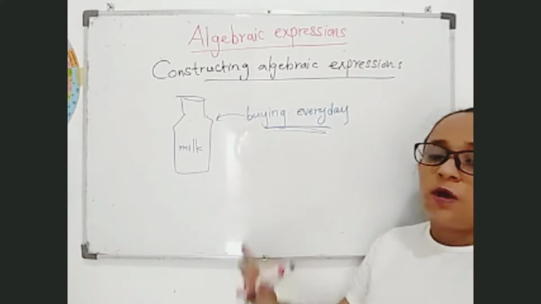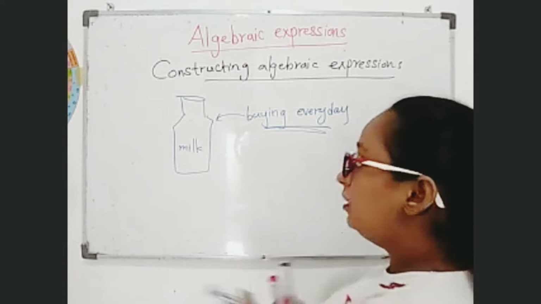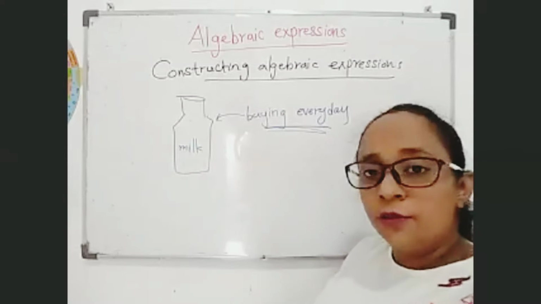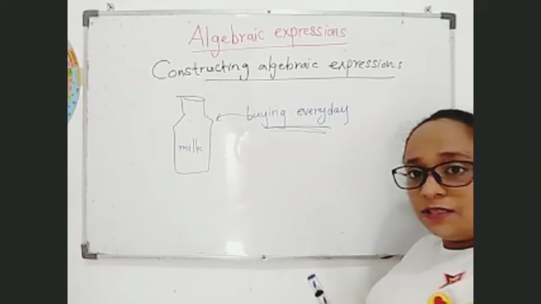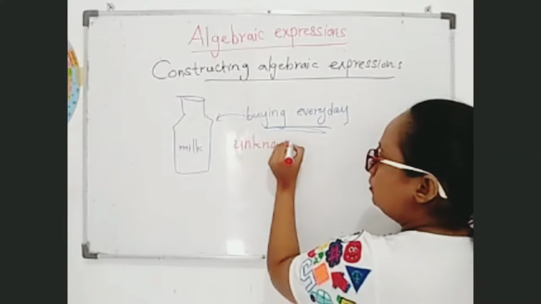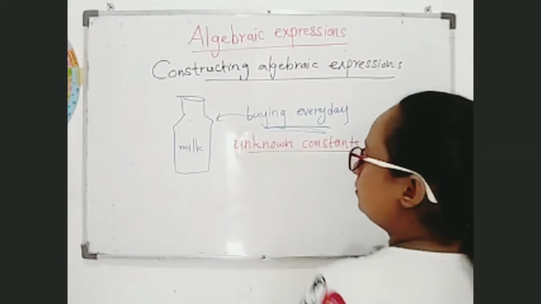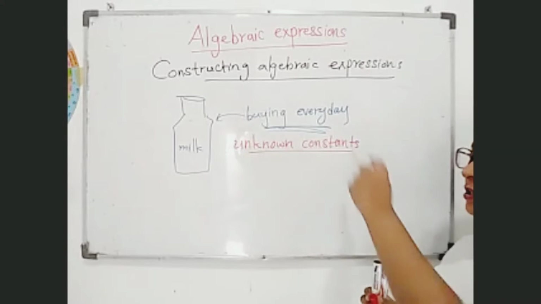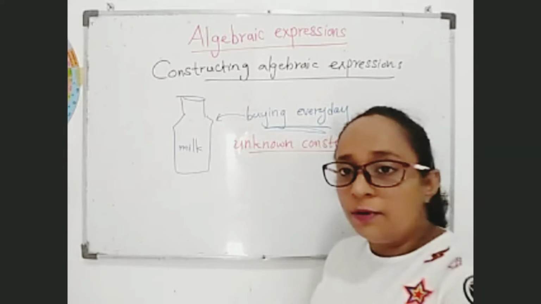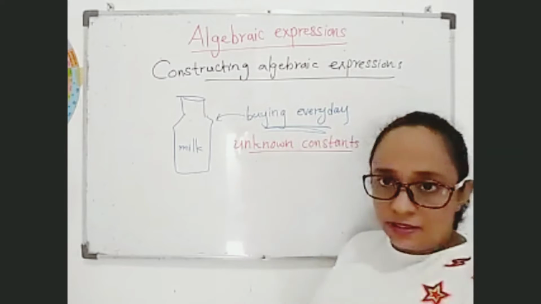Although this is a constant amount, since exactly we can't tell what we are using for a whole period of time, such things we call unknown constants. Unknown constants, right? Such things we call as unknown constant. Even though it's a constant, since we don't know, we call it an unknown constant.